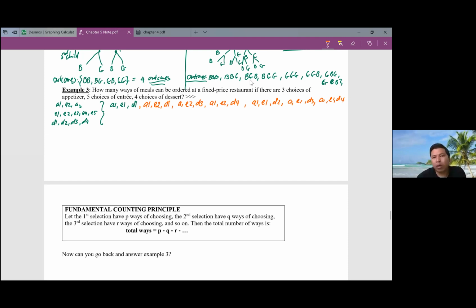Therefore, it would be much better if we can develop some technique that makes it easier to get the number.